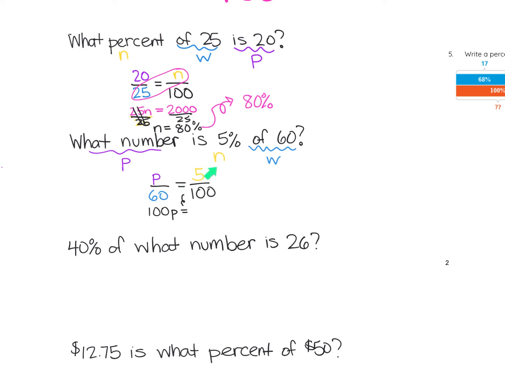60 times 5 is 300. Now I am going to divide by 100 because this is the coefficient on the variable. See right here, 25 was the coefficient, so we're dividing both sides by 25. In this case, it's 100, so we're going to divide both sides by 100, and we're going to get P is equal to 3. So that is my answer. My part is 3.